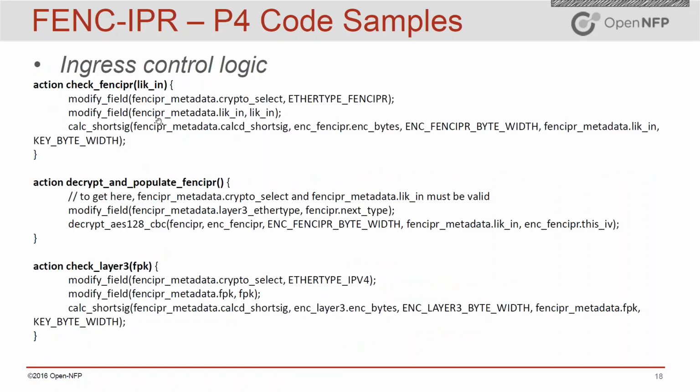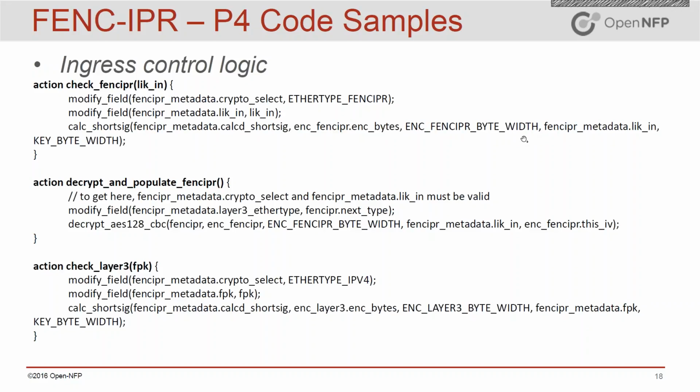So the actions now, to actually do the processing on the packets, is to modify the fields. So I get these values that I'm going to use, and then calculate the short signature by calling a routine in all of this with all of these variables. So I need the calculated short signature. I need the encrypted bytes that I want to calculate on and check.